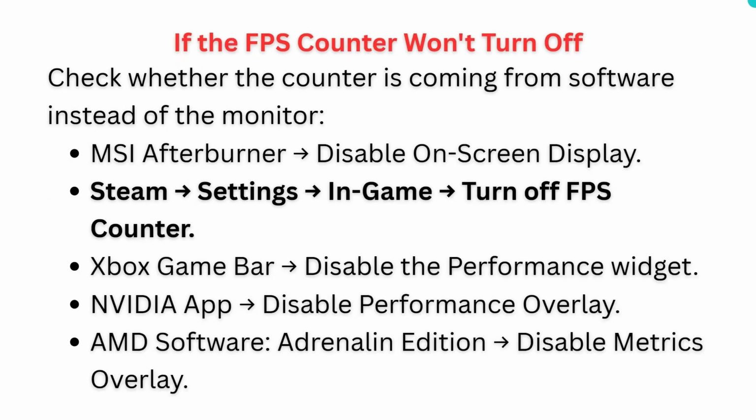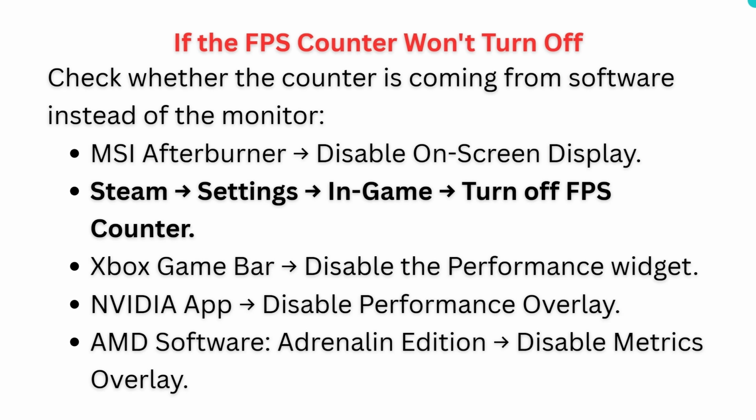If the FPS counter won't turn off, you need to check whether the counter is coming from the software instead of the monitor. For that, you can go to MSI Afterburner and select Disable On-Screen Display. Then go to Steam, select Settings, and from there go to In-Game and select Turn Off FPS Counter.